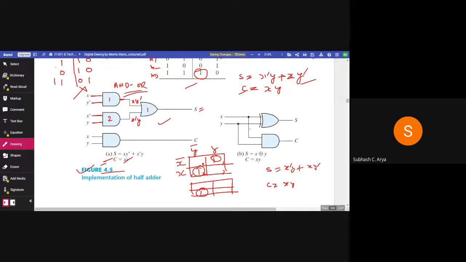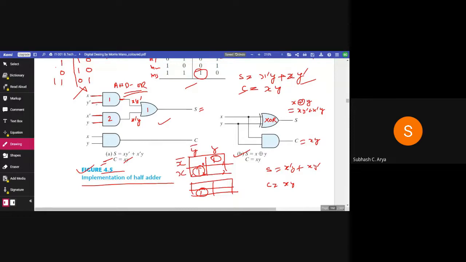Here the expression of sum can be implemented with the help of an XOR gate. The output of an XOR gate is nothing but x exclusive OR of y, or x y bar plus x bar y. And carry is just AND of x y. So this is another way of representing or realizing a half adder. This is the implementation of half adder.